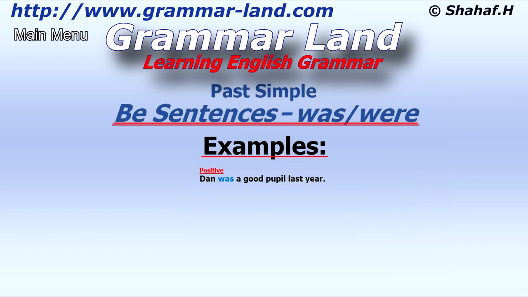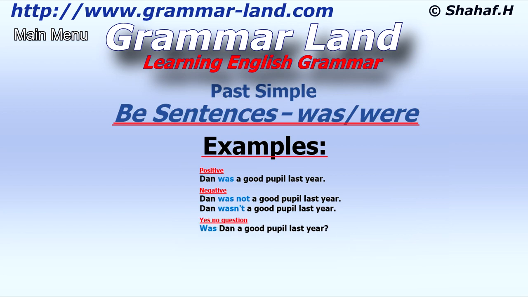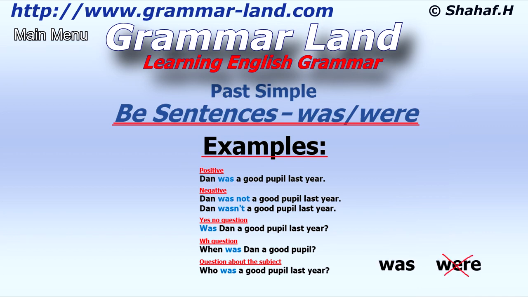Positive. Dan was a good pupil last year. Dan is equal to he, therefore, we use was in this sentence. Negative. Dan was not a good pupil last year. Or, Dan wasn't a good pupil last year. Yes no question. Was Dan a good pupil last year? WH question. When was Dan a good pupil? Question about the subject. Who was a good pupil last year? Pay attention. In questions about the subject, we always use was. Never were.